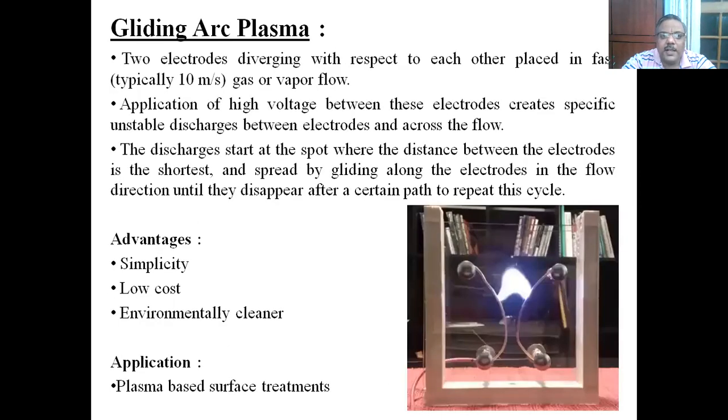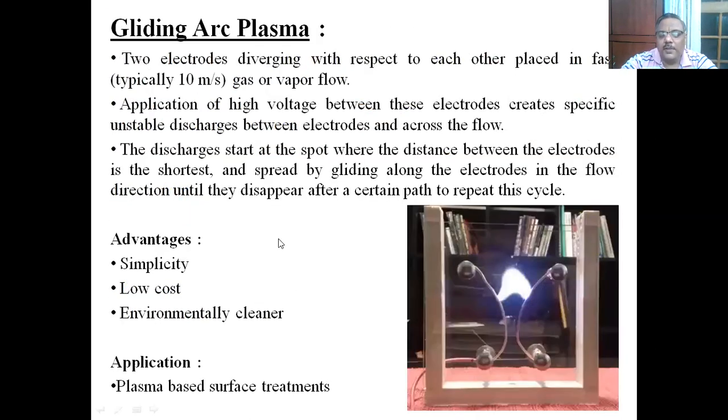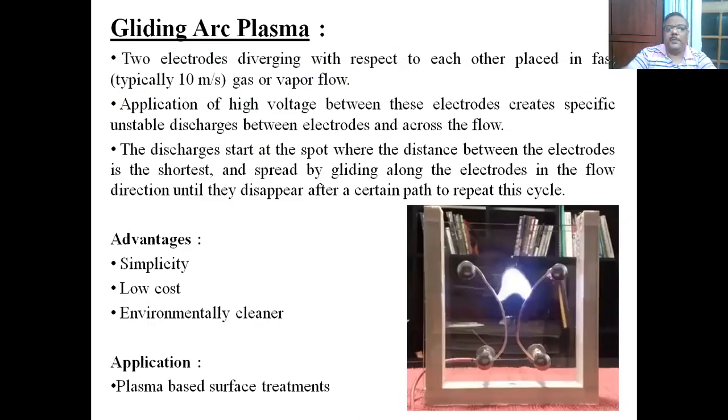And the third one is the gliding arc plasma. Here, the plasma glides on the two electrodes. That is why it is called gliding arc plasma. These two electrodes are diverging with respect to each other. They are divergent in shape, and the discharge starts at the spot where the distance between the electrodes is the shortest, and is spread by gliding along the electrodes in the flow direction until it disappears after a certain path to repeat the cycle.